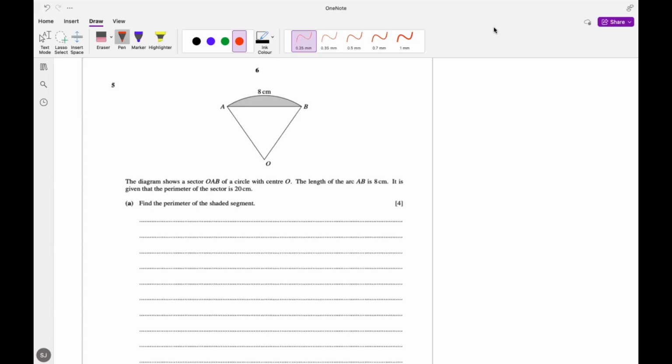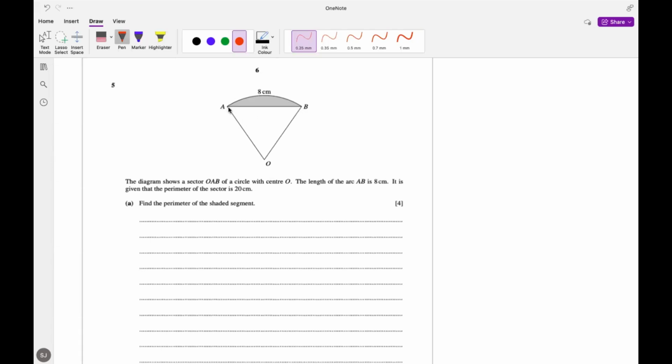In question 5, the diagram shows a sector OAB of a circle with center O. The length of the arc AB is 8. It is given that the perimeter of the sector is 20. We have to find the perimeter of the shaded segment. Now the shaded segment consists of the length AB and the arc AB.